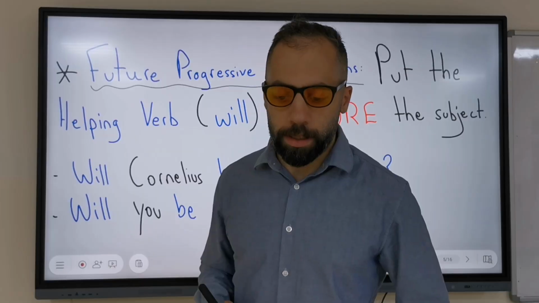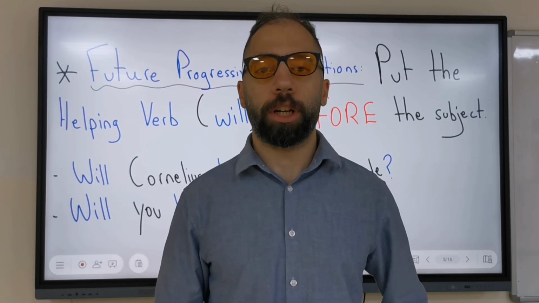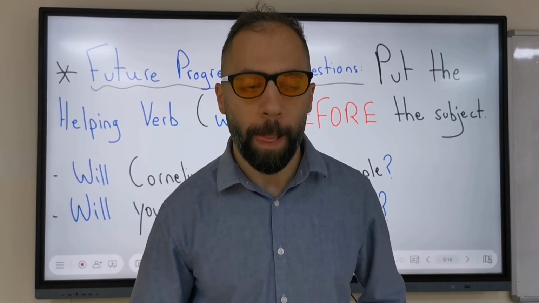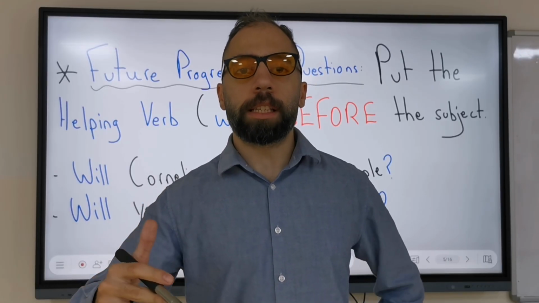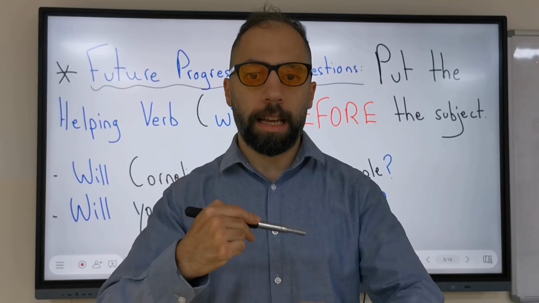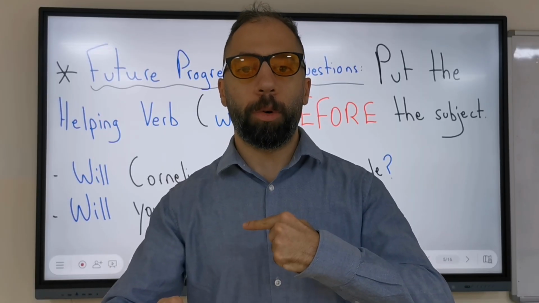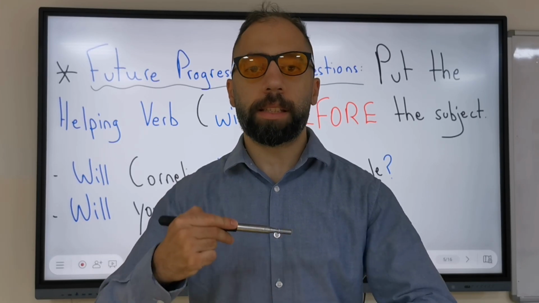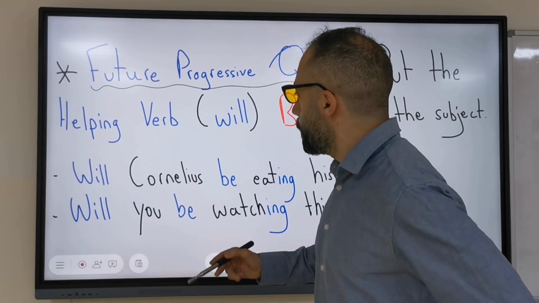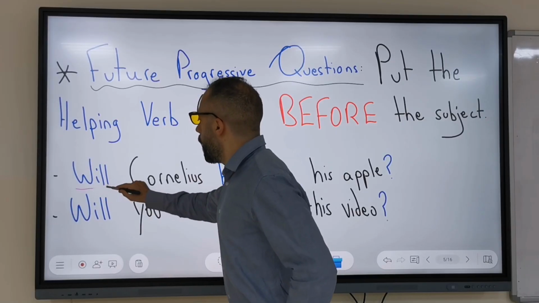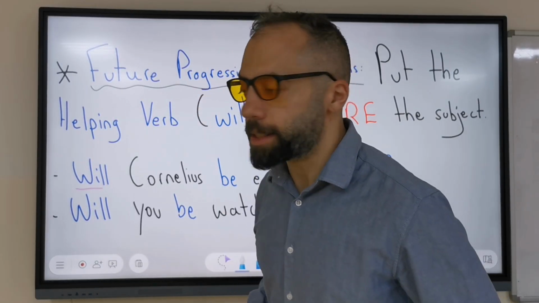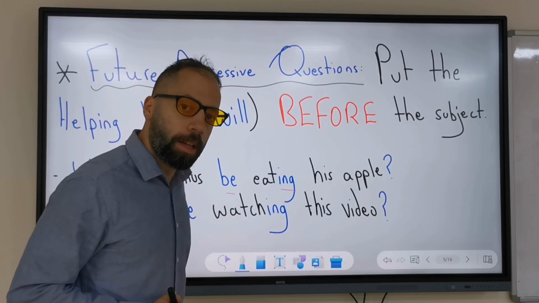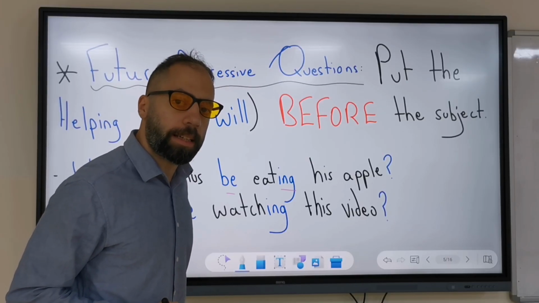Now, this page is talking about how I can use the future progressive in the form of questions. And this is where I will switch the subject and the helping verb. So the helping verb will come at first. It will start the sentence. For example, will Cornelius be eating his apple?